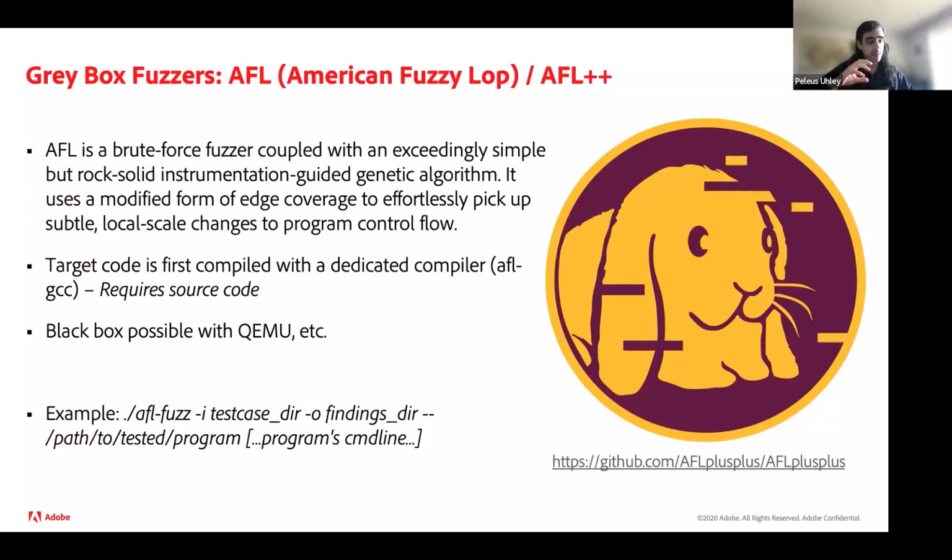But once you get your binary built, you've got it instrumented with their GCC, running it is fairly straightforward. You just do afl-fuzz, -i, the inputs you want to send into it, -o, where you want the outputs to be stored as it finds stuff, and then you just give it the path to the program.